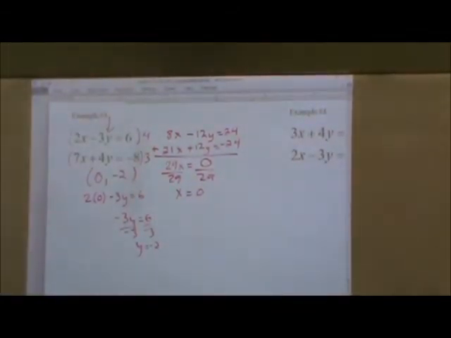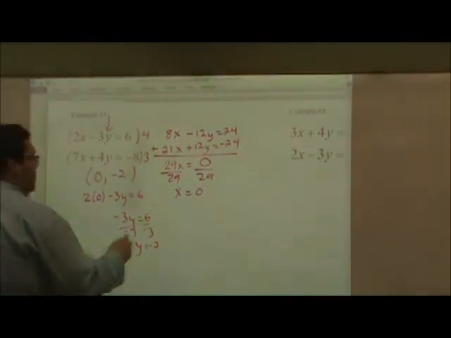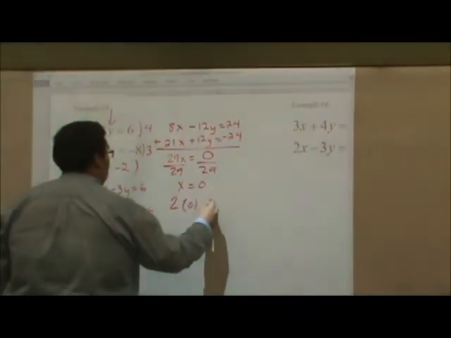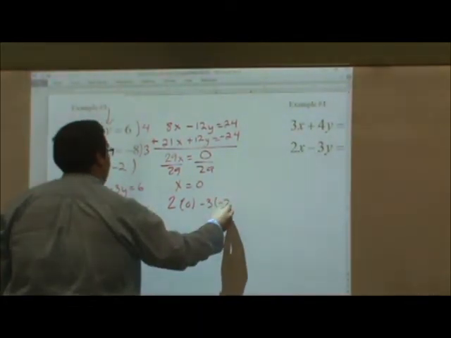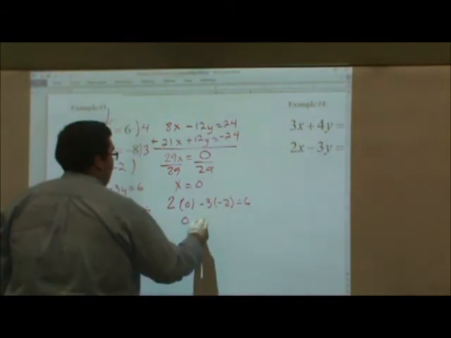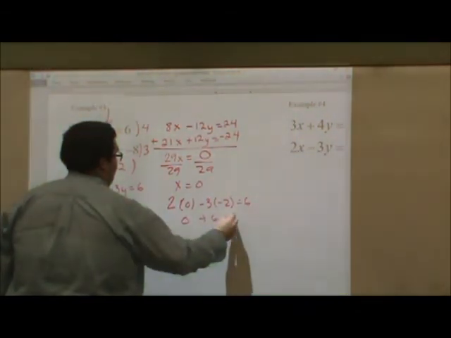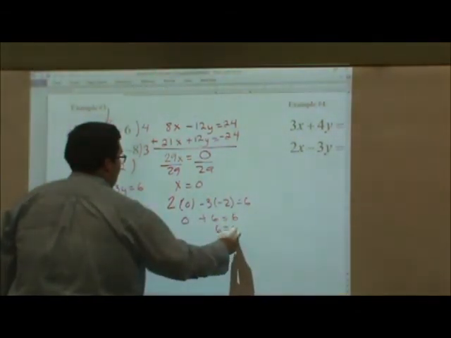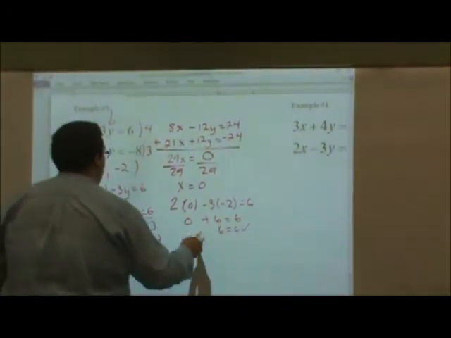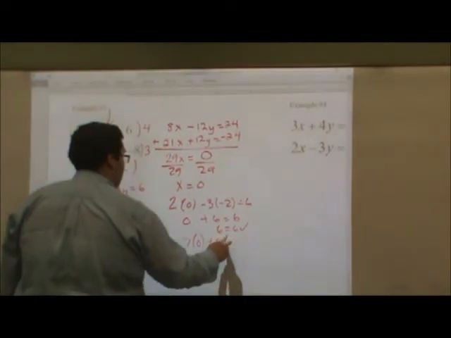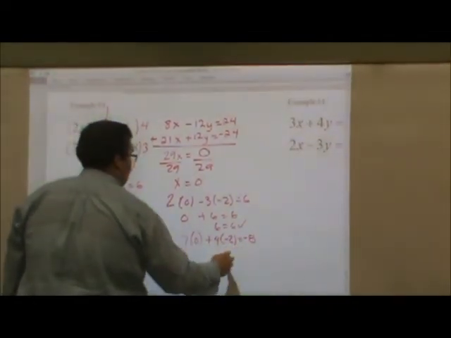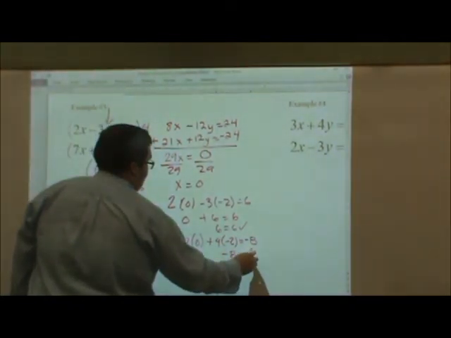And finally, when you check, make sure you check the 2 originals. So 2 times 0, 0. Plus 6 equals 6. Sure does. Check our second. 7 times 0 plus 4 times negative 2 equals negative 8. And negative 8 equals negative 8.